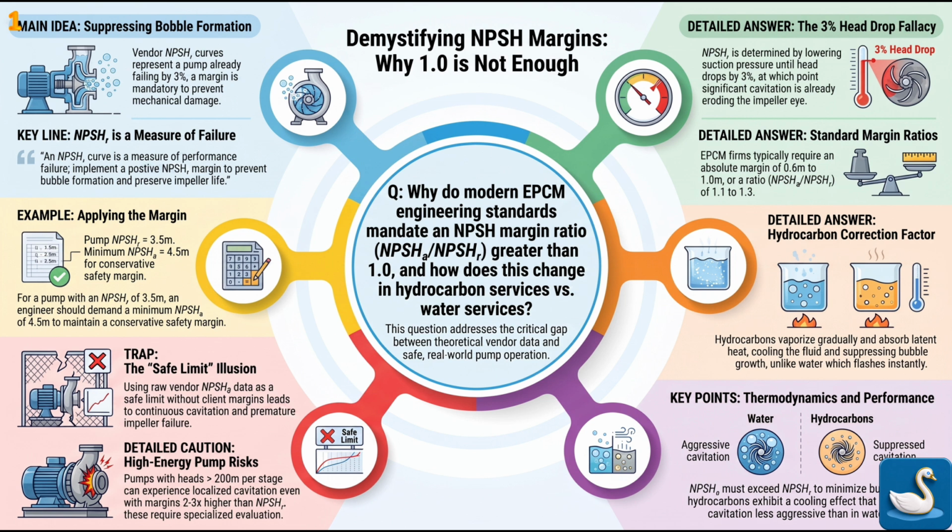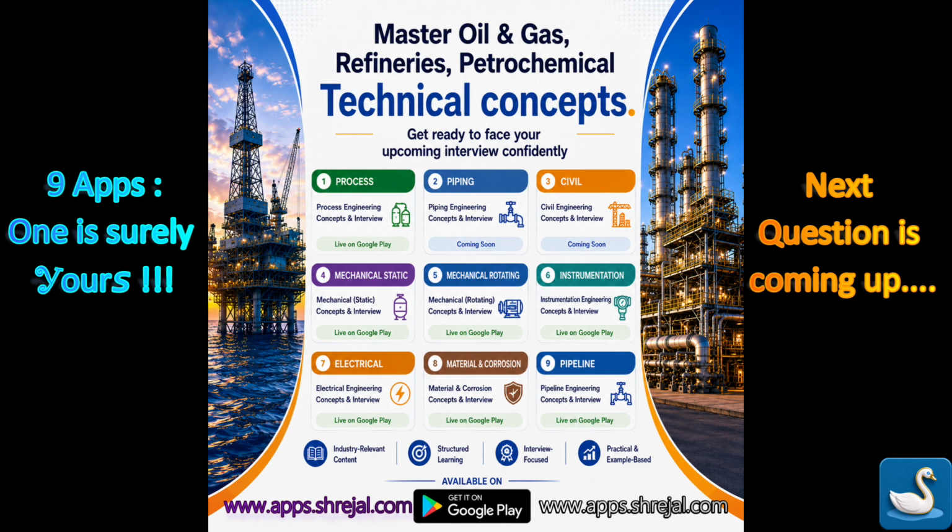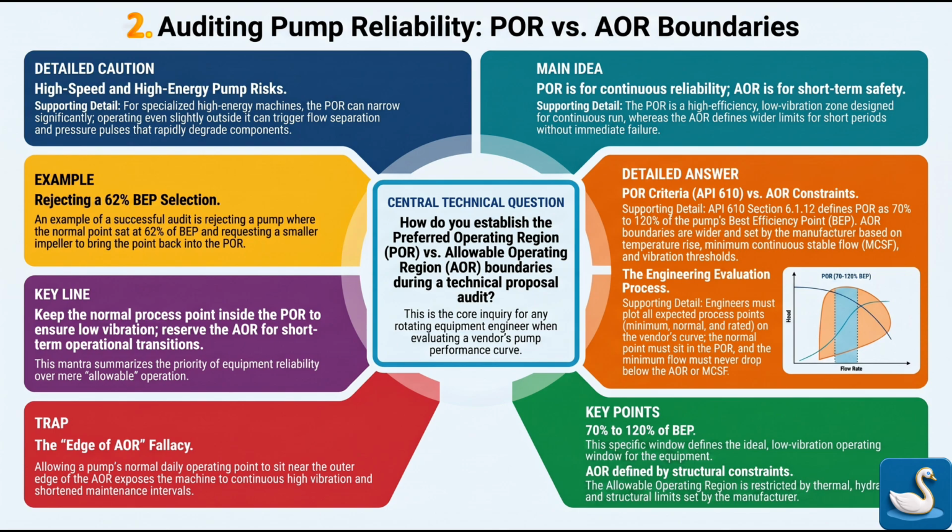Understood. You have proven you know how to get the volatile fluid into the pump without vaporizing it. But surviving the inlet is only half the battle. Once the fluid is inside the casing, how we push it out dictates the mechanical health of the machine. Correct. Moving on to operational boundaries.